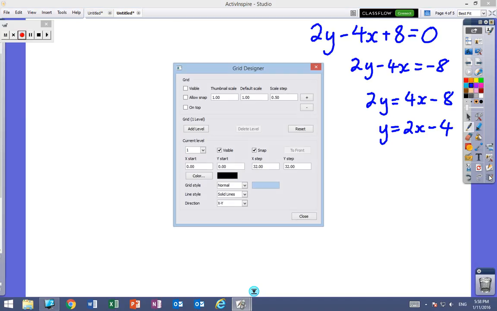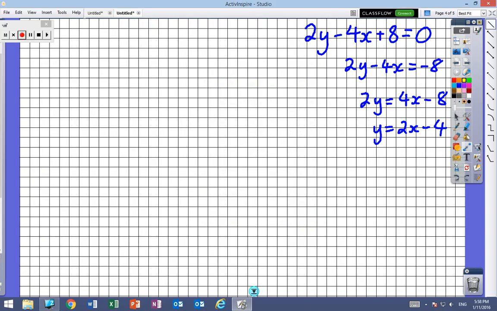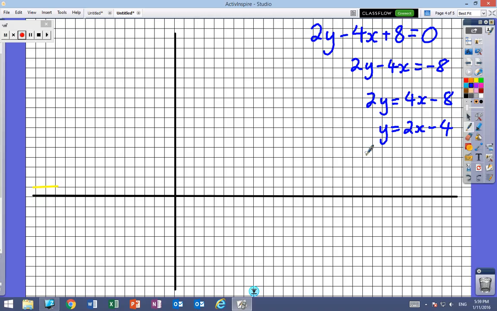I'm going to need my grid again, and I'm going to need my 2 axes, my x-axis. I don't want yellow. What do I want? I want black. Okay, sorry about that. There's my x-axis and my y-axis. Again, I can choose any numbers I want to go in for x. I'm going to choose the very easiest ones I can think of. 0, 1, and 2.